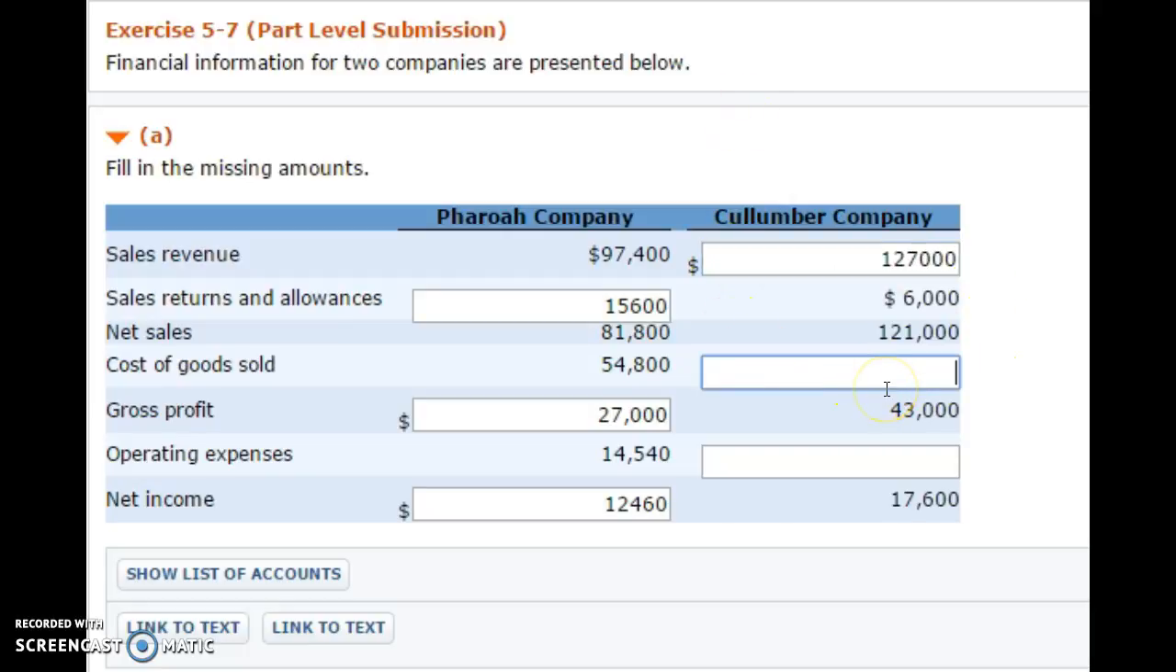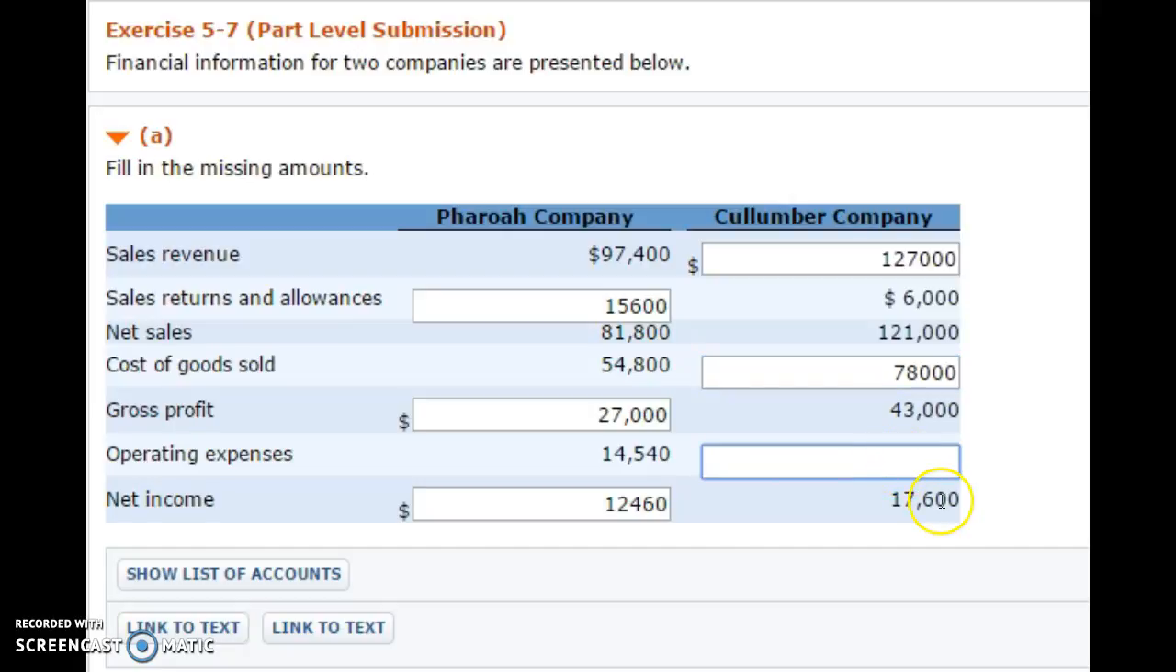Then we'll solve for the cost of goods sold, and that is net sales minus gross profit. So the net sales is $121,000 minus $43,000, and that gives us $78,000.